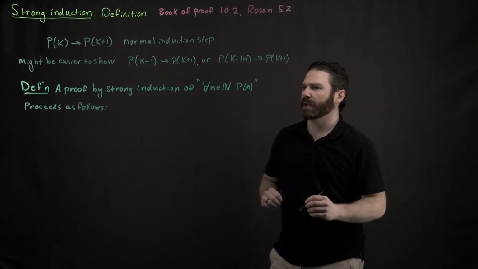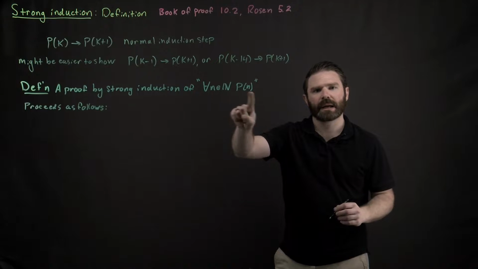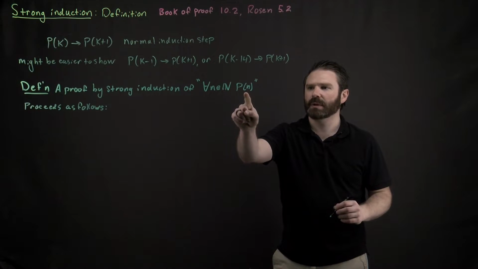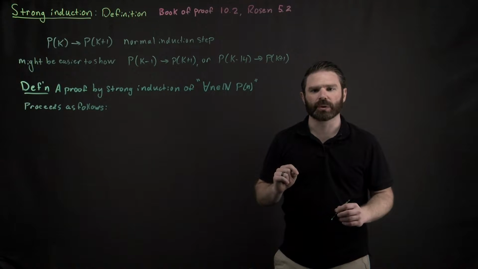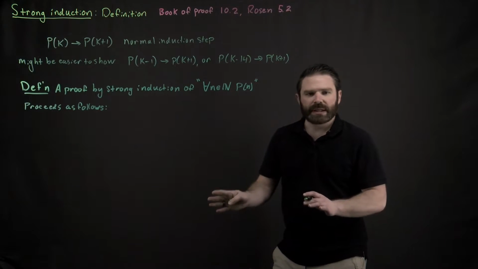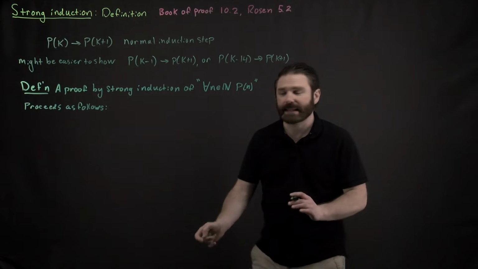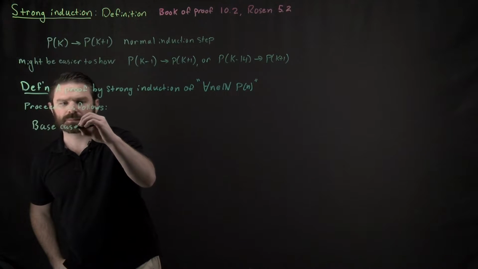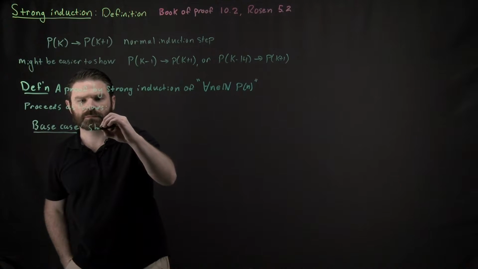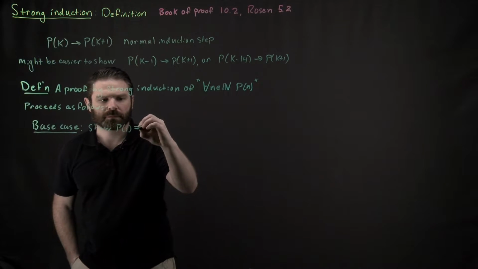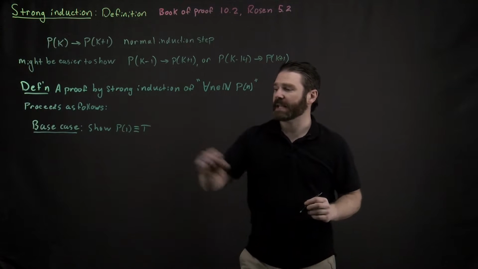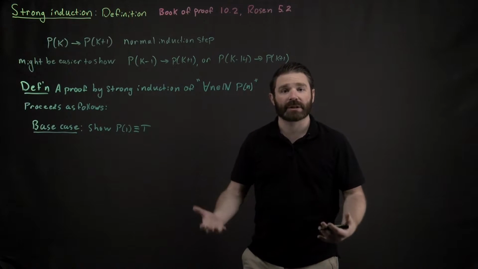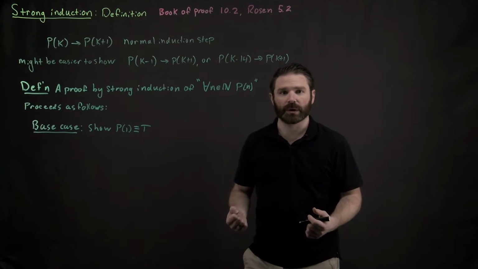So a proof by strong induction, and notice that it's the same kind of statement that we're looking at: for all natural numbers, some propositional function is true. The way that it proceeds is very similar. We still have a base case, and it's the same exact base case. We have to show that P of 1 is true. We have to start somewhere. We start at the very first one.